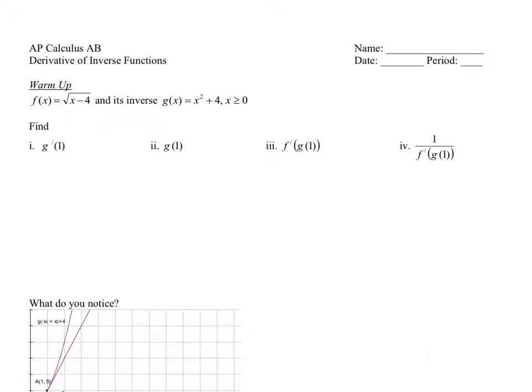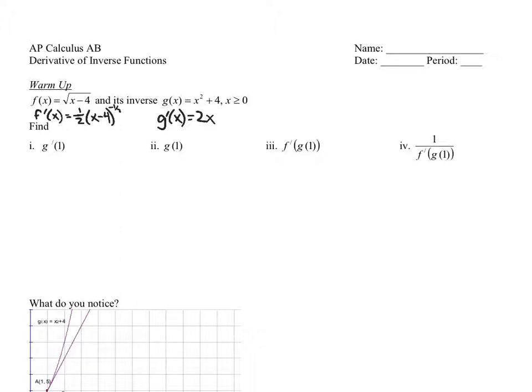Let's not just do this by plugging in. Let's actually think a little bit here, okay? If I have g prime of 1, g prime of x would be 2x, right? And f prime of x is going to equal 1/2 times x minus 4 to the negative 1/2, right? So let's go ahead and figure out some of these, okay?